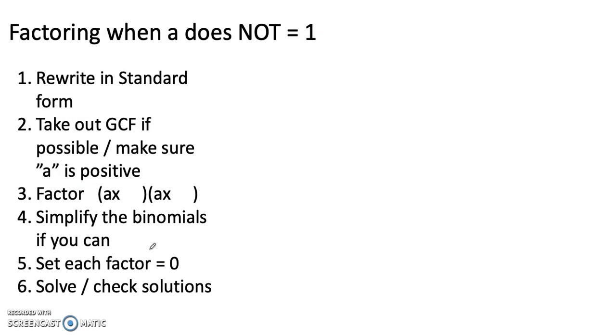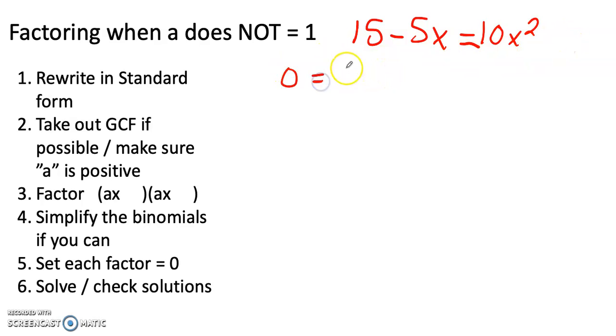Let's do a quadratic by factoring, but this time a does not equal 1. So let's try an example. 15 minus 5x equals 10x squared. All right, we're going to rewrite this in standard form. What I'm going to do is I want to make sure that my a is positive, so I'm going to bring everything over to the right. So I'm going to add 5x on both sides, and I'm going to subtract 15 on both sides. So I have 0 equals 10x squared plus 5x minus 15.